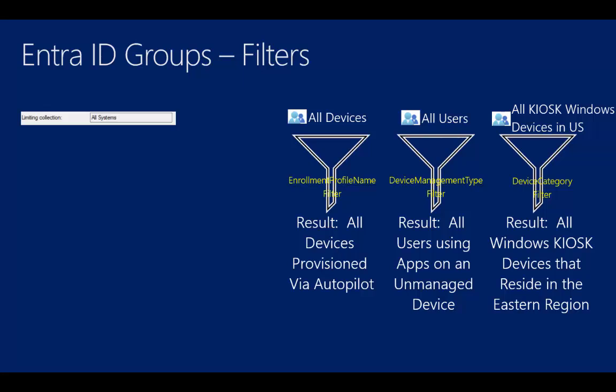You could do that with all users and filter with the device management type filter and get down to a managed or an unmanaged device. You don't have to start with all devices or all users. You can have another group that you want to filter. Maybe you have all kiosk Windows devices in the US and employ a filter for your device category. And you say, oh, well, actually what I want is all of the ones that reside in the Eastern region, right? Lots of things that you could do with this.